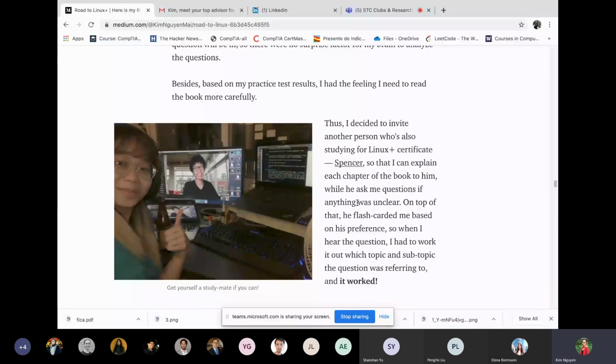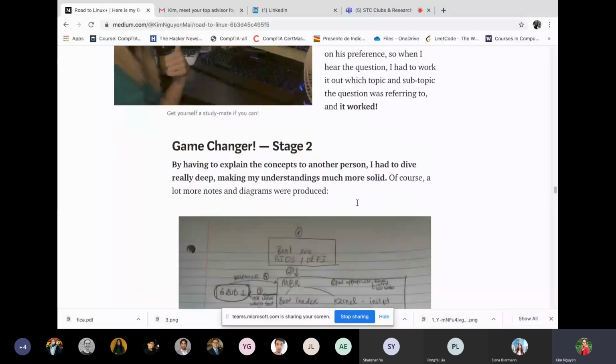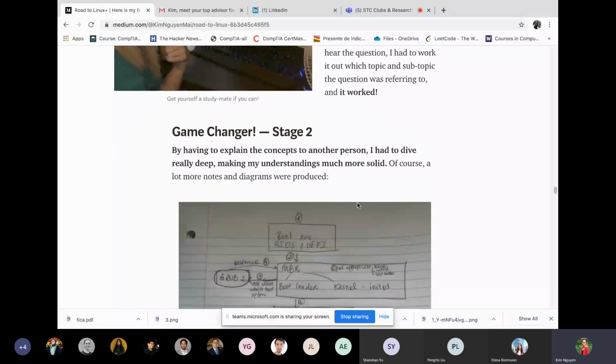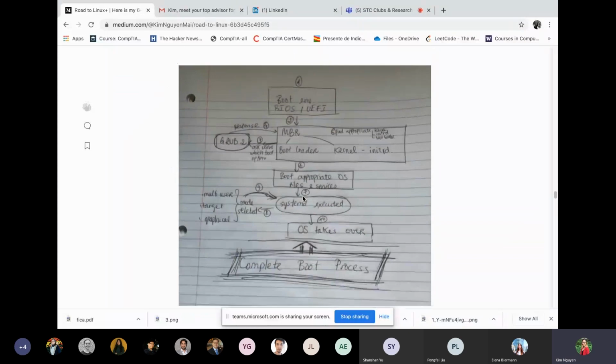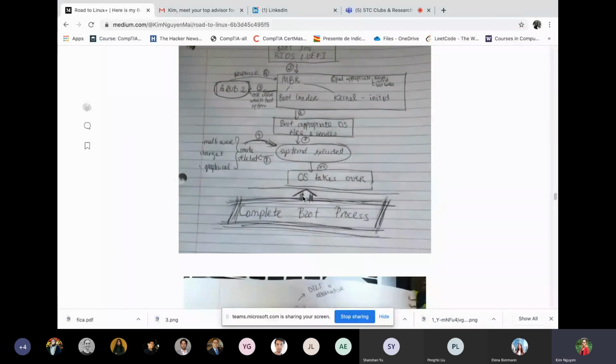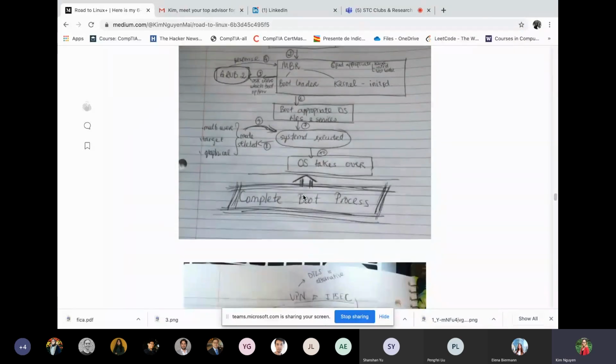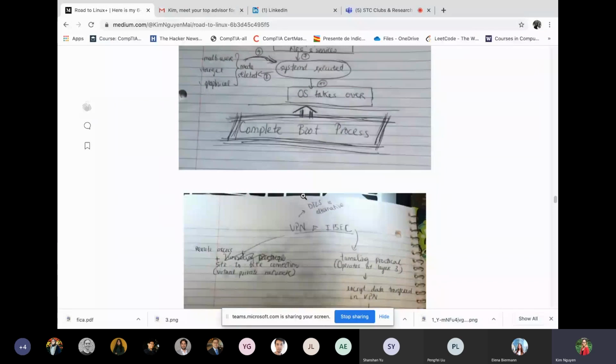And then when I tried to explain the concepts or the chapters of the book to Spencer, it forced me to read the book carefully. So then a lot more diagrams came, and I really feel like this time I understand the book much better, because I was trying to explain it to another person.